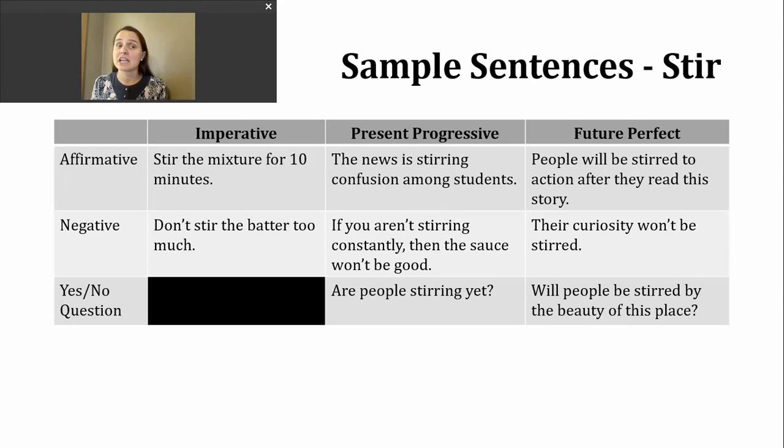Finally, if I want to make a yes or no question in the future perfect, I'm going to start with will, then I'll have my subject, then be, and then the participle. Will people be stirred by the beauty of this place?